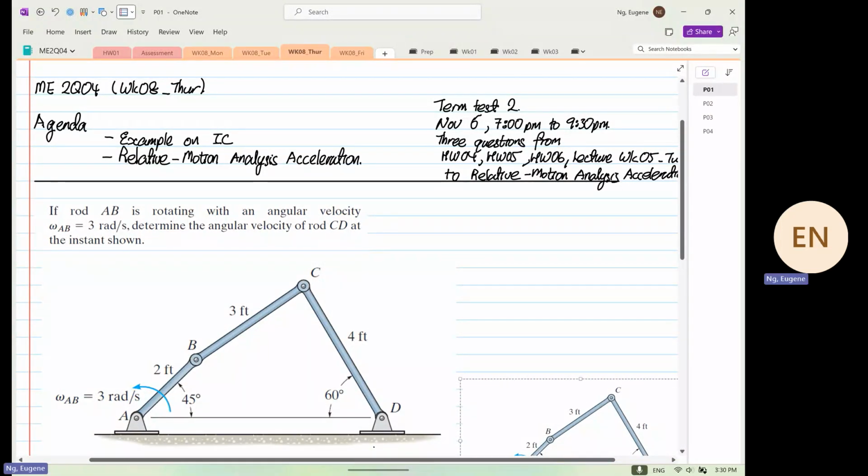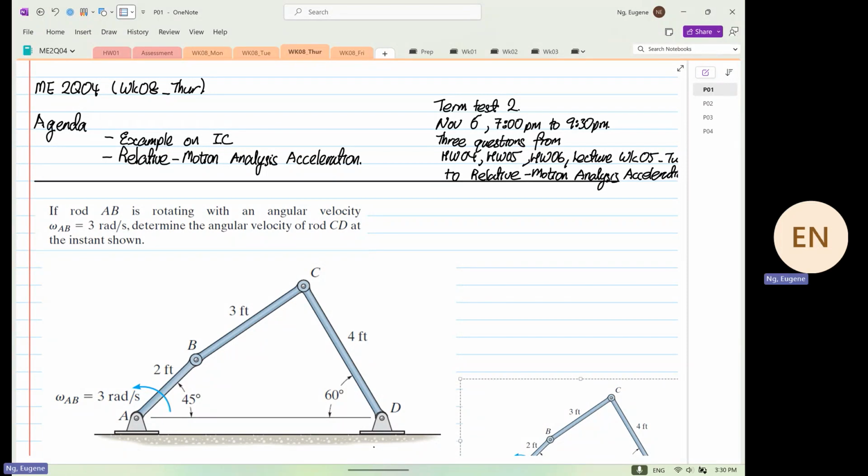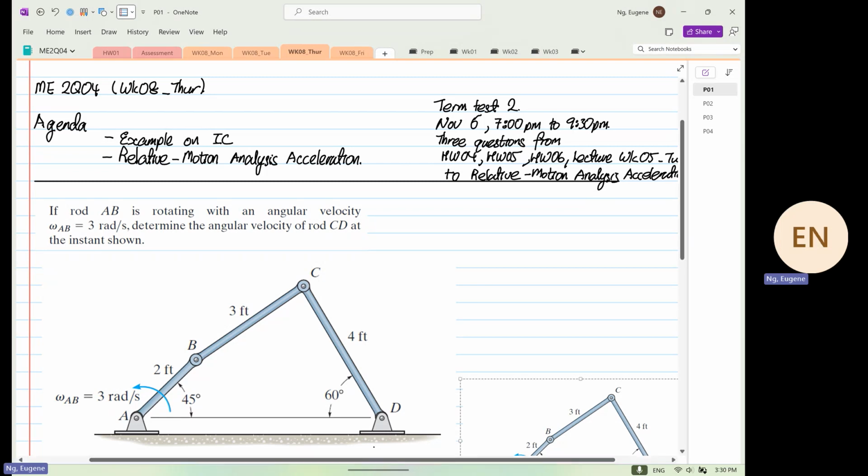Right, so today, which is week 8 Thursday, we're going to do the last example on instantaneous center. Then we're going to move along to relative motion analysis, and we're going to look at acceleration.